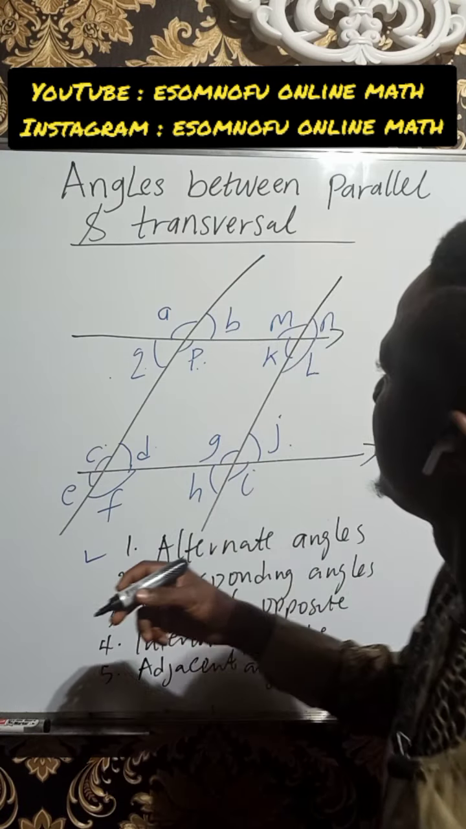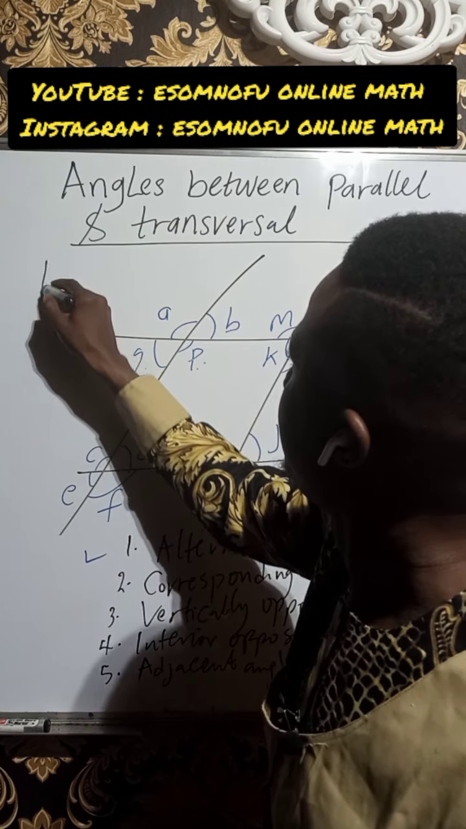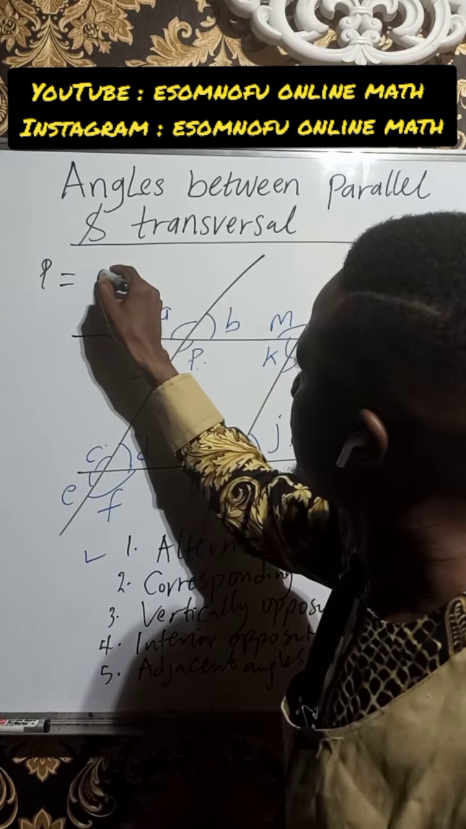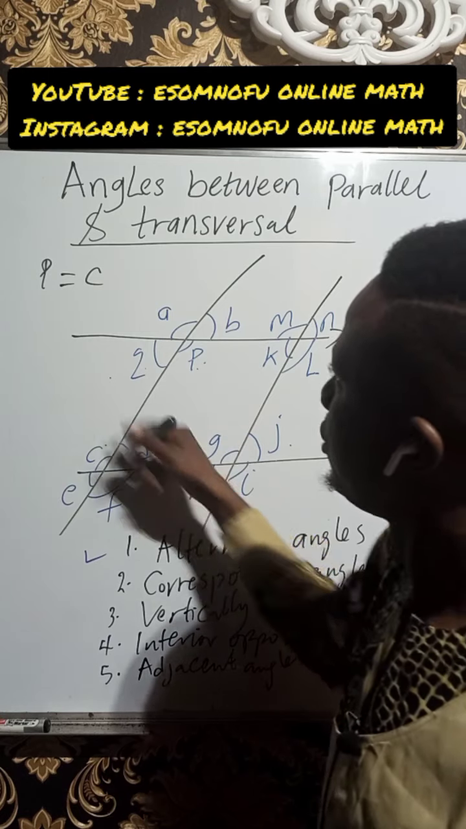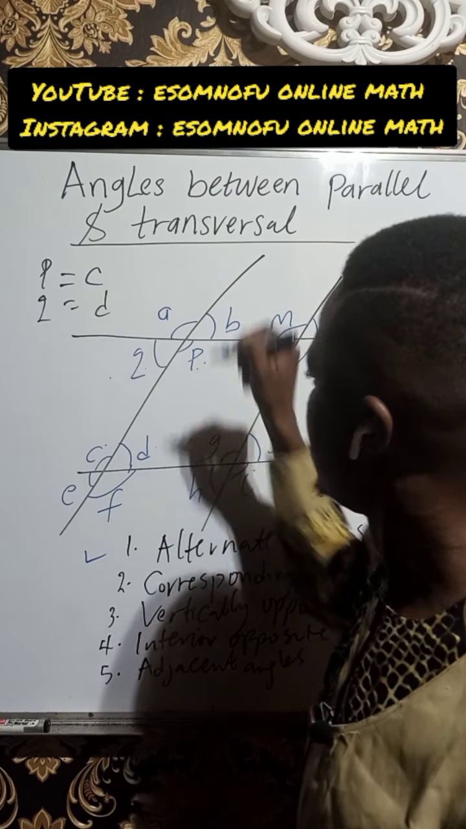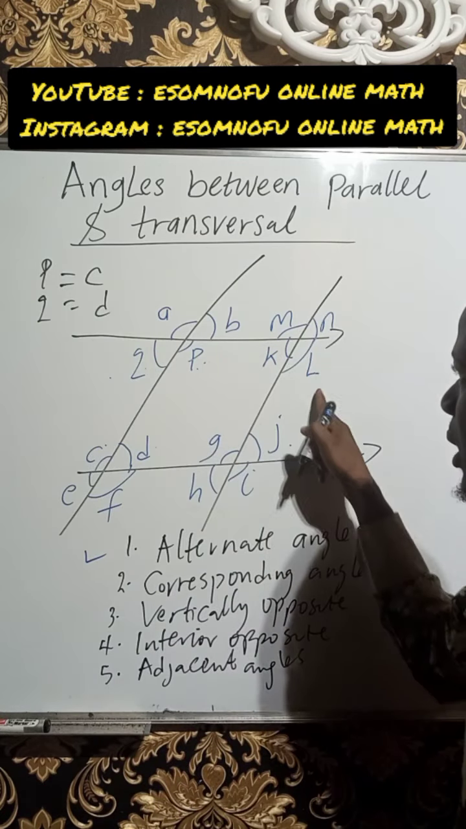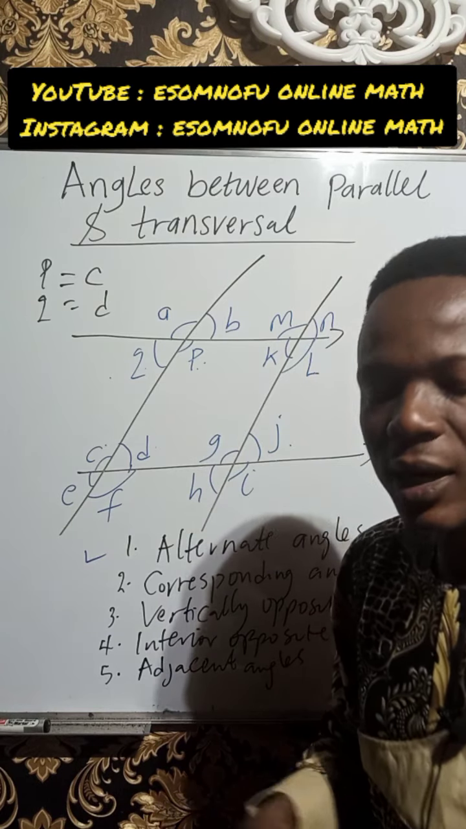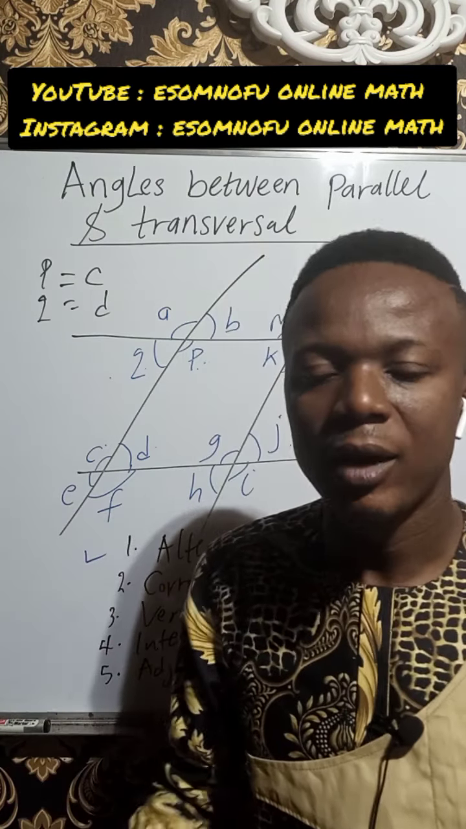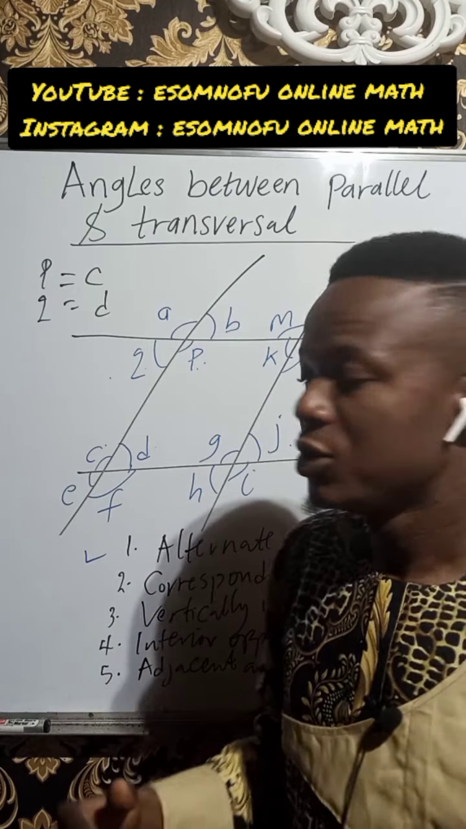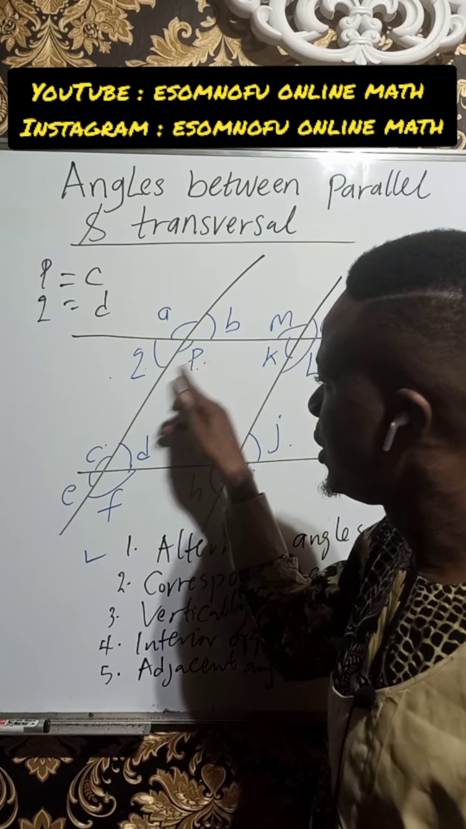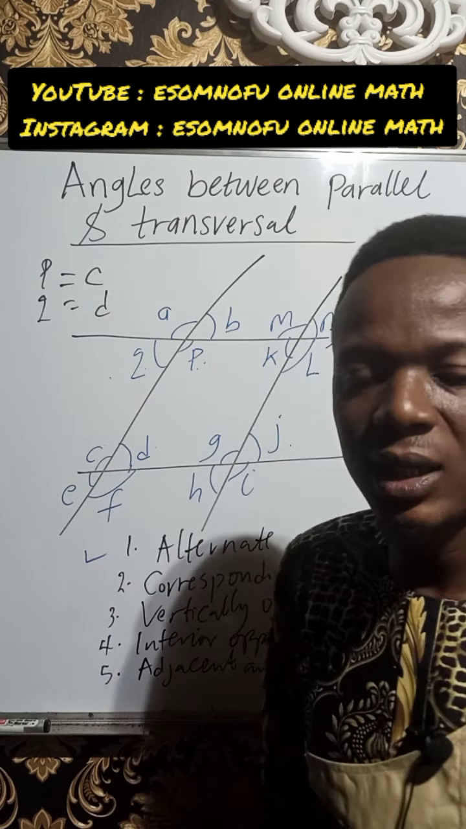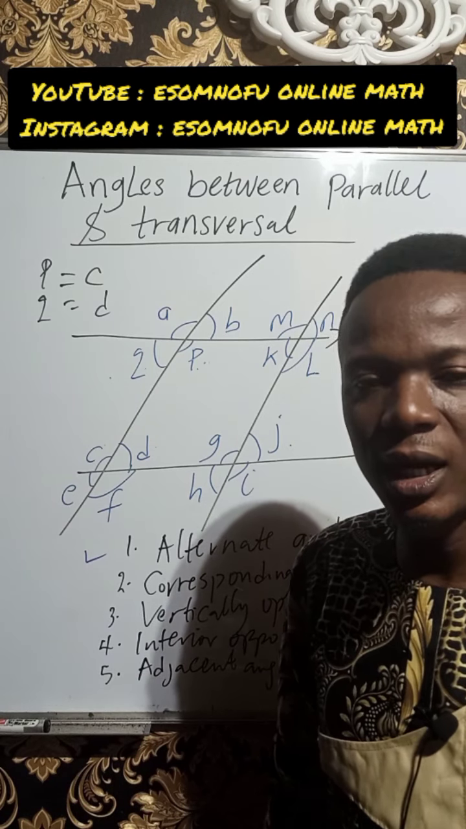So you can now see here that angle P is equal to angle C. Likewise, angle Q equals angle D. The same thing here, K and J, L and G. They are alternate, and all alternate angles are equal to each other. So you can now see the value of P here and the value of C here are the same because they are alternate angles.